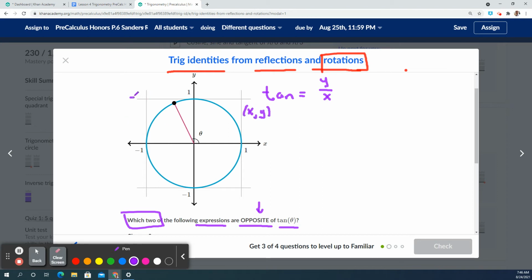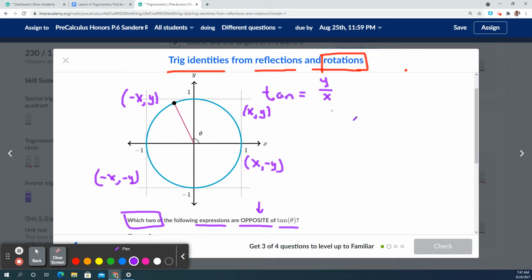In this one here, it's negative x, positive y, quadrant 2. In quadrant 3, we got negative x, negative y. And then lastly, we got positive x, negative y for our quadrants. Okay, so this one right here would give us a negative answer.